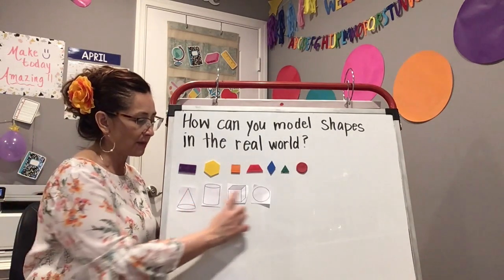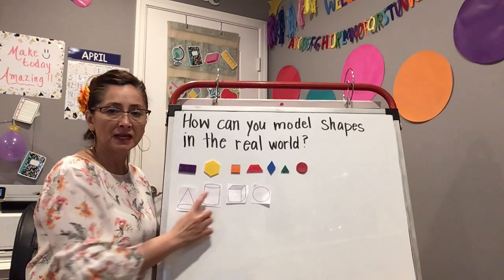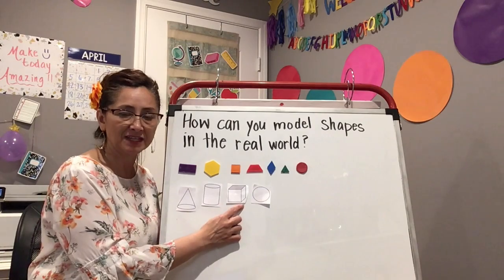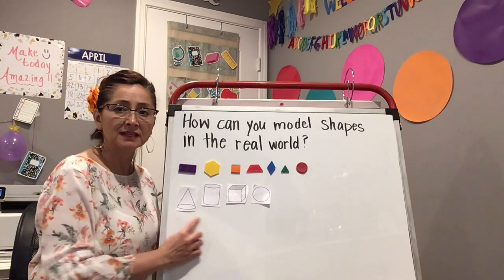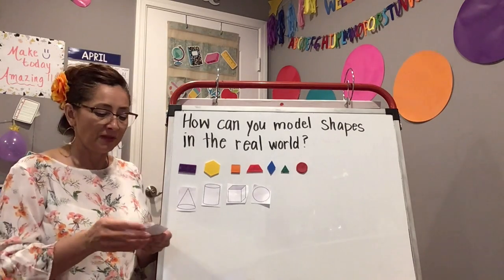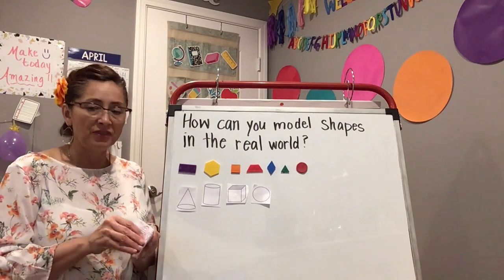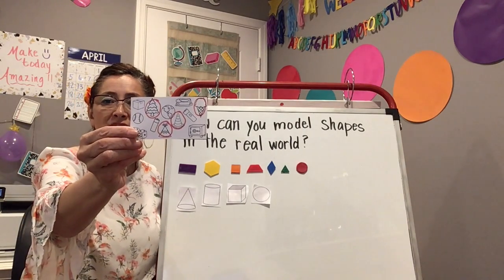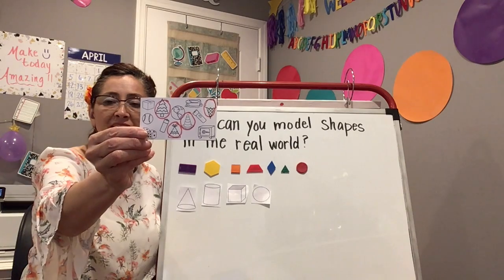Now, look at my bottom row. What type of shapes are these? That's right. These are three-dimensional shapes. And yes, these shapes can also be found all around the world. We saw that before. Remember I showed you this? These showed you pictures of different things that were shaped like cones.